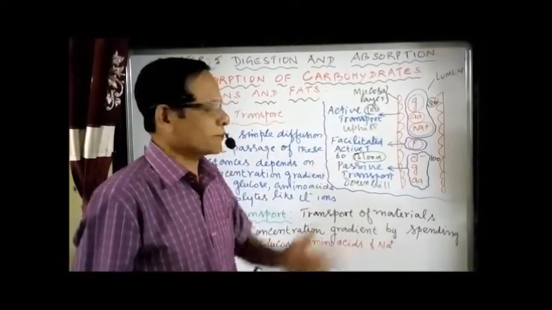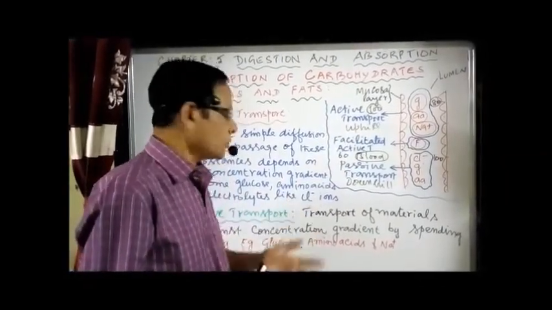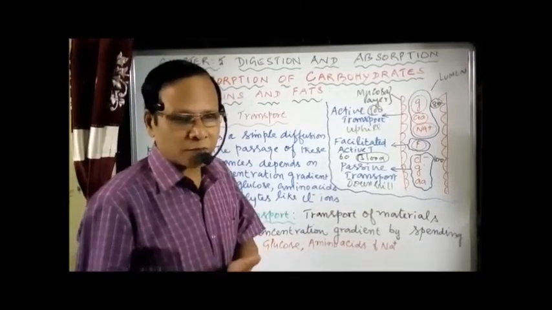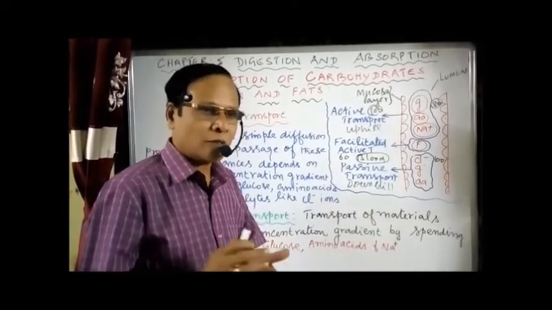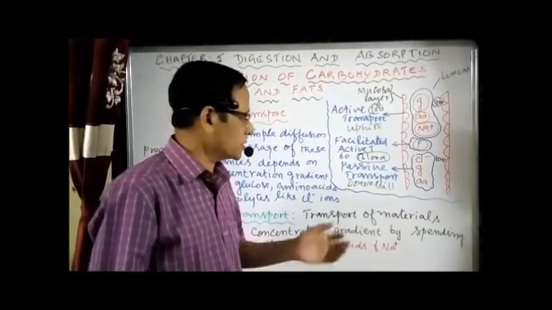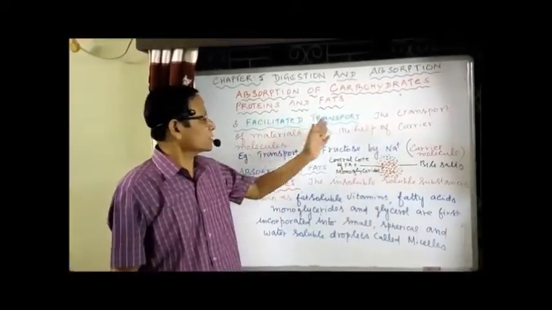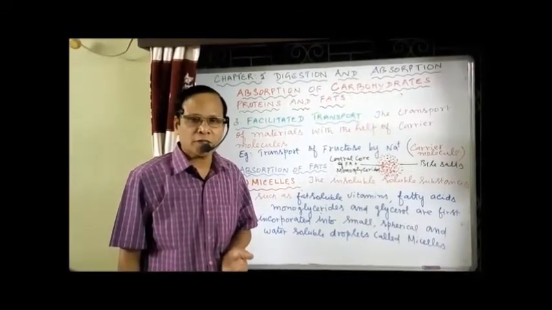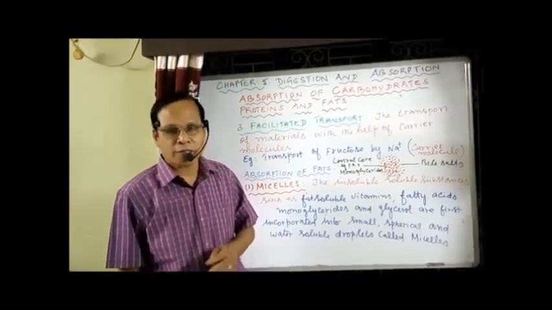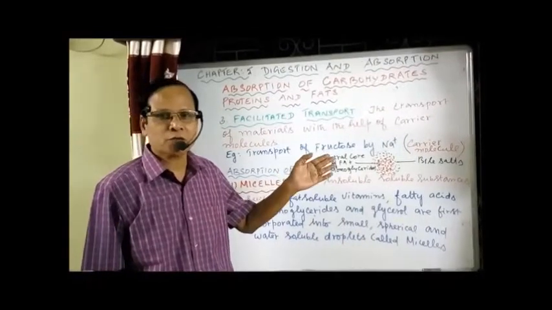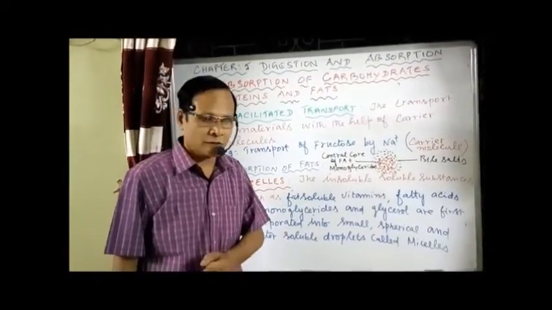Okay, that is the third type. And the other types, we have to see the absorption of different materials on their own or by means of different mechanisms. We'll discuss one by one. I already explained what is facilitated transport: the transport of materials with the help of carrier molecules. Example, transport of fructose with the help of sodium ions.